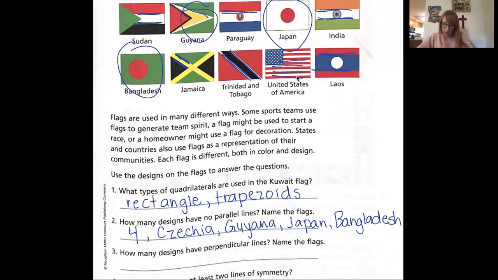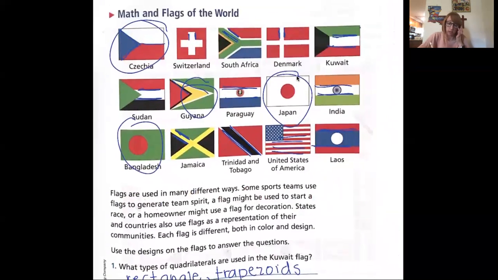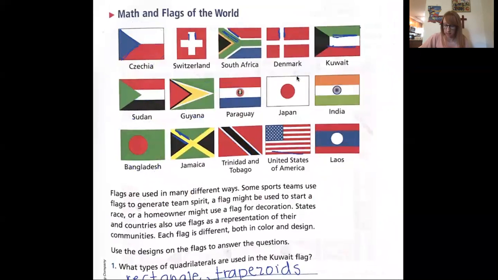All right. Number 3 says, how many designs have perpendicular lines? Name the flag. So we're going to erase all of this. Remember, perpendicular lines are perpendicular because they make a right angle when they come together. So we're looking for right angles now. Let's see, no right angles in Czechia. So that one's out. Switzerland's got some right angles here, here. Okay. No right angles in South Africa that I can see. Denmark's got right angles right there. Kuwait has right angles.